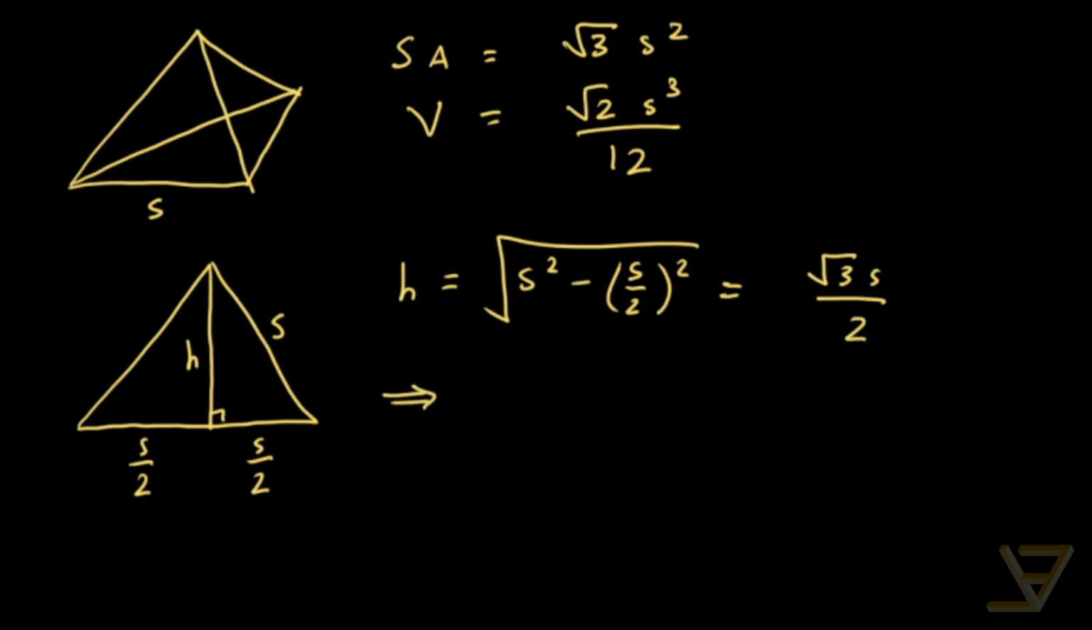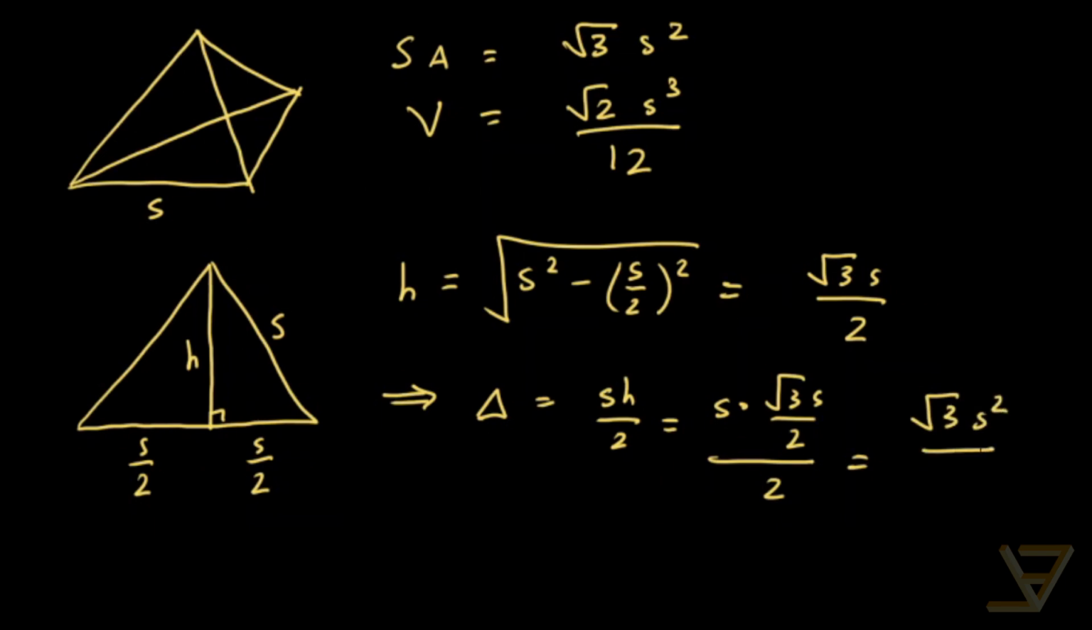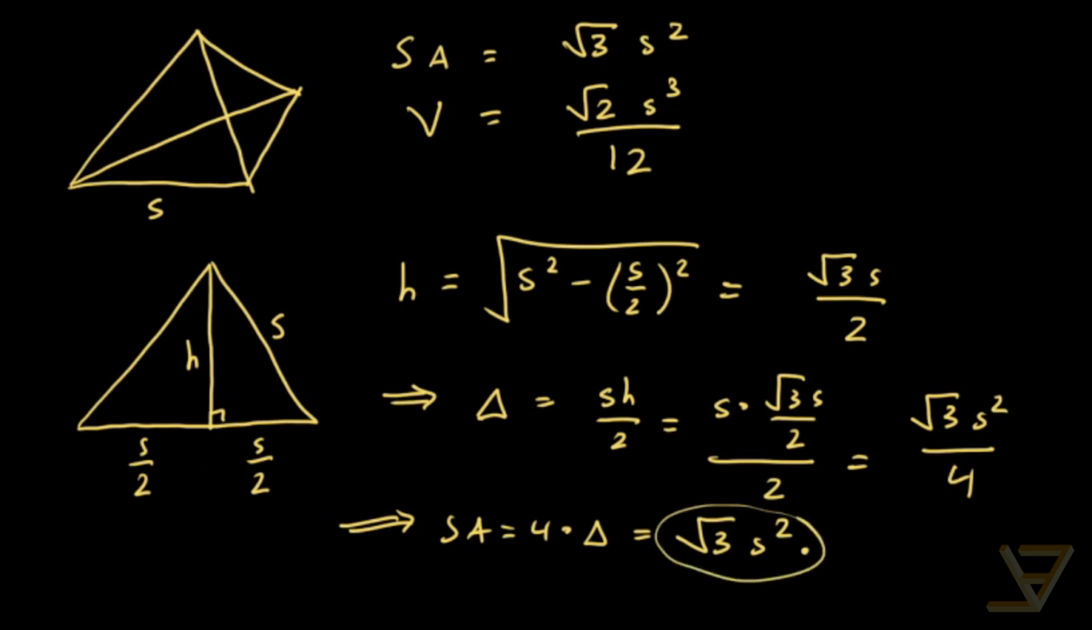So that allows us to compute the area. The area, let's call it delta, is equal to s h over 2, and that is equal to s times square root of 3 s over 2, over 2, and that is equal to square root of 3 s squared over 4. So to find the surface area, we just multiply it by 4. So surface area is equal to 4 times delta, and that's just equal to square root of 3 s squared. So we found the surface area.